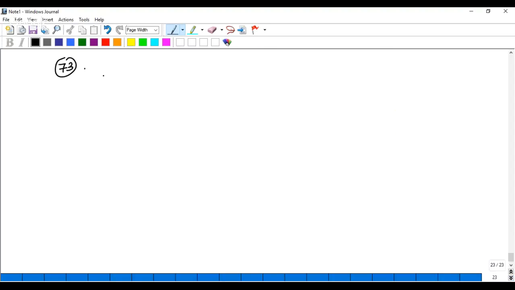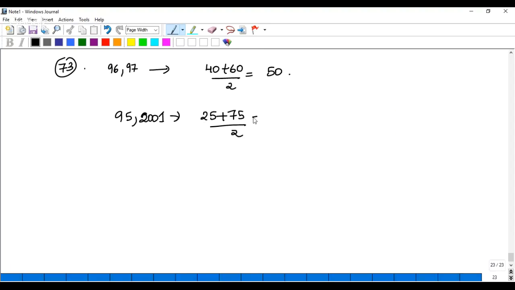73rd. Given to find the average, which years have the same average as 96 and 97. For 96 and 97, the average is 40 plus 60 by 2, 100 by 2, which is 50. And if you see from the options, only the years 95 and 2001, the sum is 25 plus 75 by 2, which is 100 by 2. Again, I'll get 50. So the answer is option D.